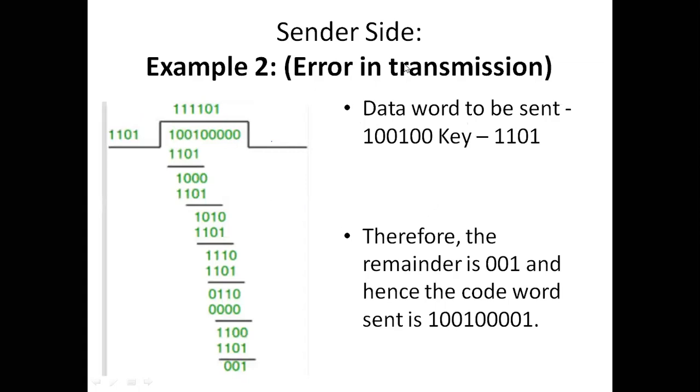See here, the same process is done here, 100100, and the key is 1101. That means x cube, x square plus 1 only. There is missing one thing, that is x. Okay, x is missing, so that it is there. And here what is the remainder? 001. So the same thing is appended to the message, and this can be sent to the receiver.